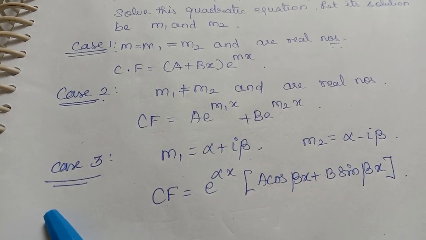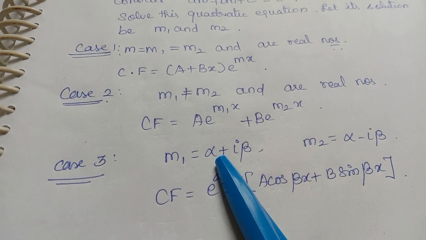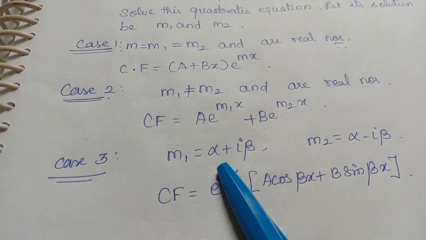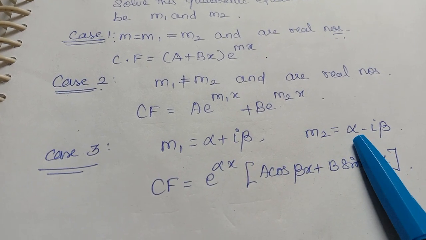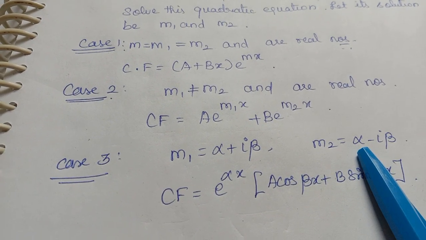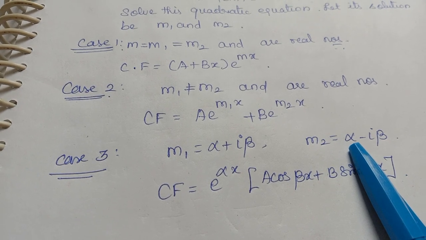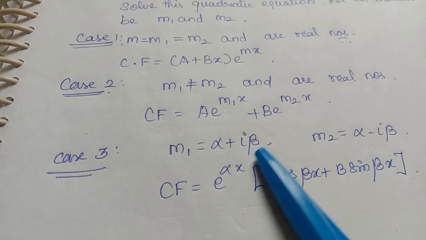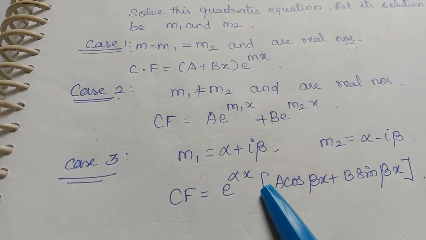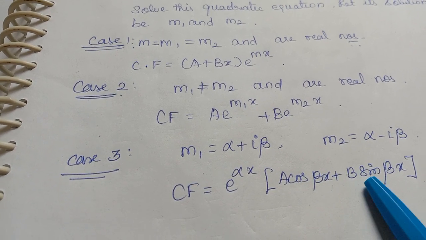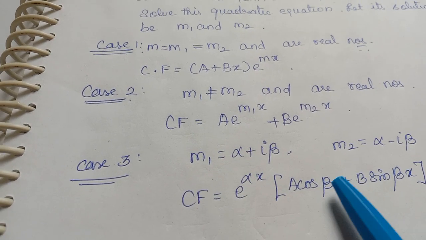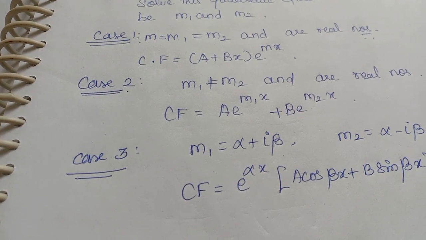The third case is when you have complex numbers. When you have complex numbers as your roots, they must always occur in pairs. Pair means if one is alpha plus i beta, the other one will be its conjugate, alpha minus i beta. Like this only the roots will appear. You will never have a single root as a complex number. Complex roots always occur in pairs like this. In that case, the complementary function is equal to e power alpha x into (a cos beta x plus b sin beta x), where alpha is the real part of the root and beta is the imaginary part.